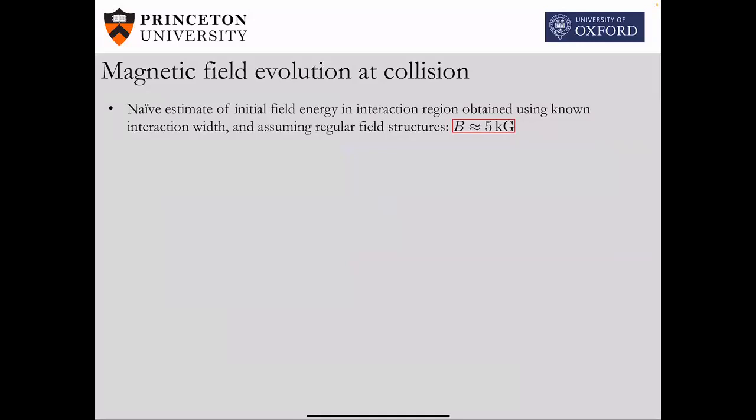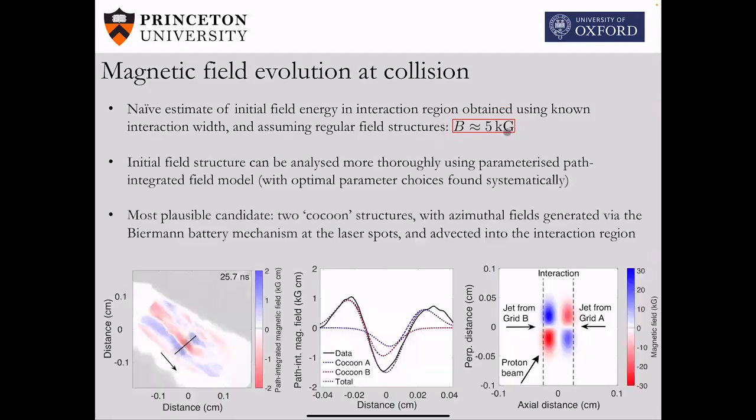We can do this very naively by just assuming that the field doesn't have any cancellation along the path. There are 2 ways we do this. We have to use a different technique at the collision, when the fields are non-stochastic, versus after the collision, when the fields have been amplified and are stochastic. So for the fields at collision, if we assume that we have no cancellation and that the fields are contained in a region of particular length, we can move from a path integrated field measurement to an inferred magnetic field strength, which comes out to about 5 kilogauss.